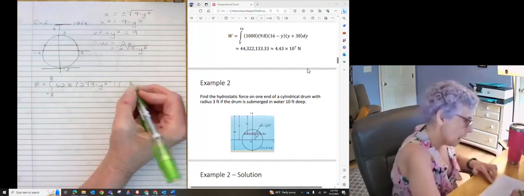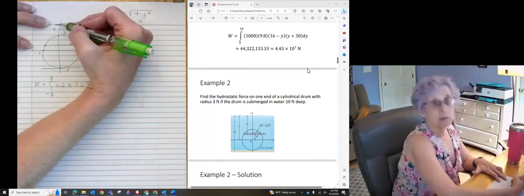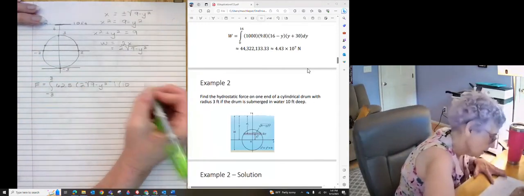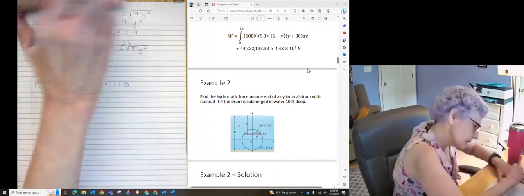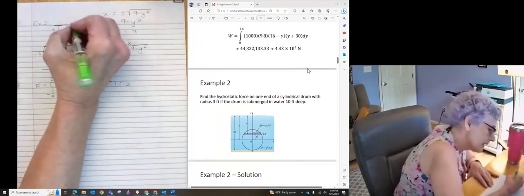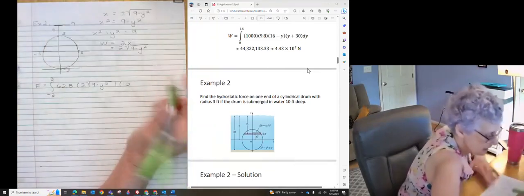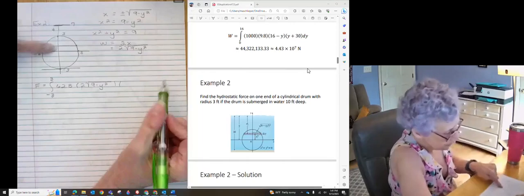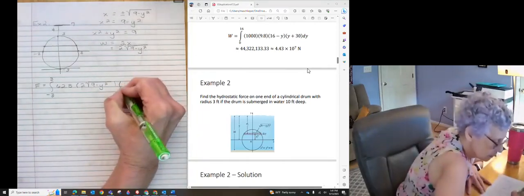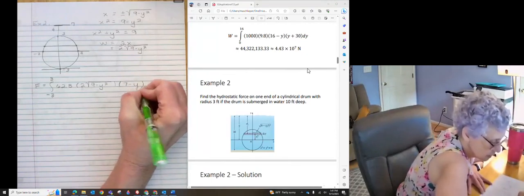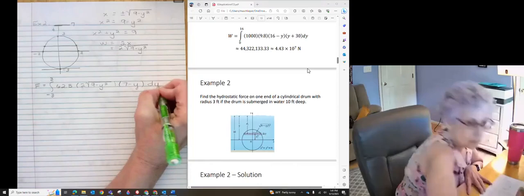And then our depth is going to be the top of the water. And that's not 10 feet. We want 10 feet. That would be 3 plus 4. That's 7. It's at 7. Because the water's 10 feet deep, but 3 feet is below the origin, below the x-axis. So 7 minus y dy.